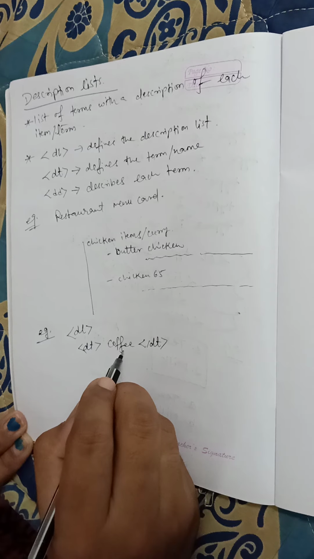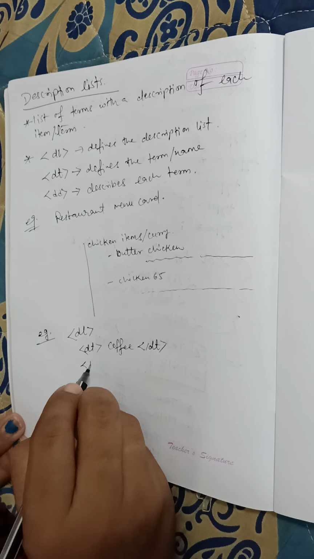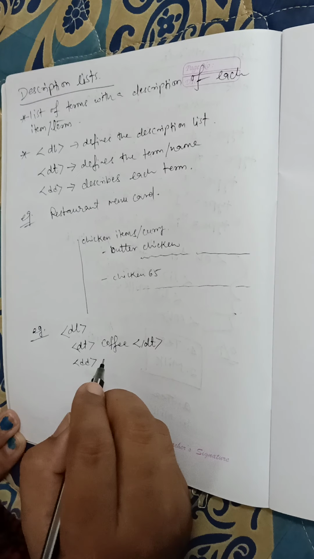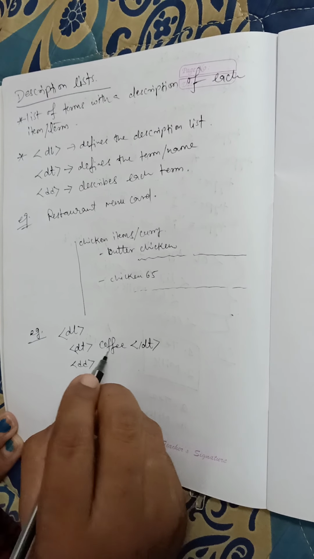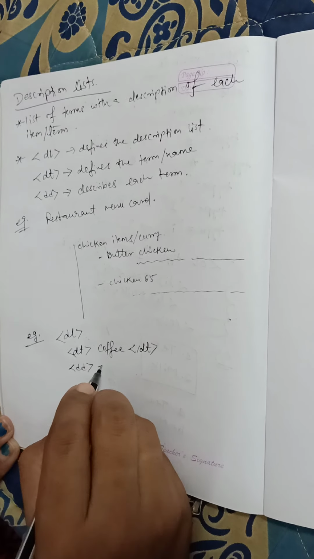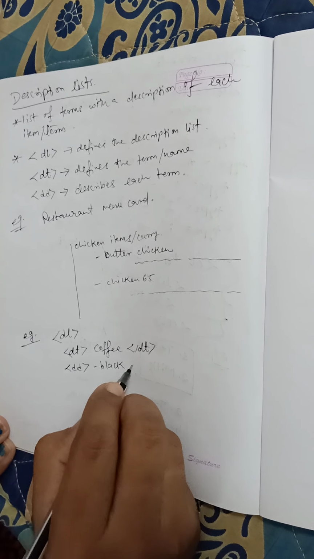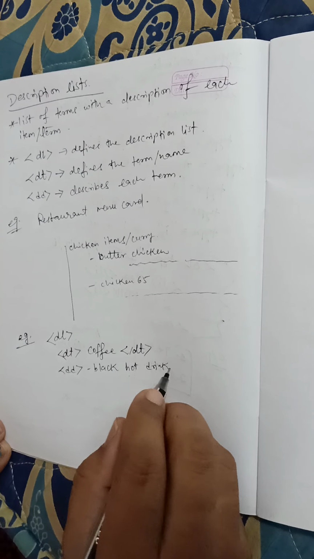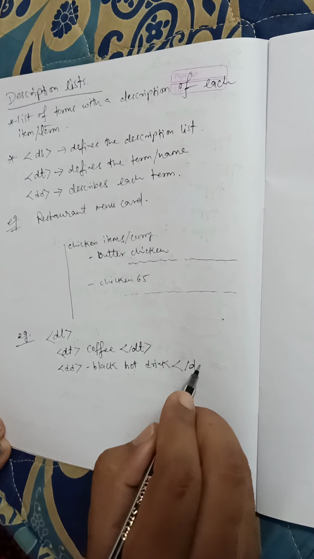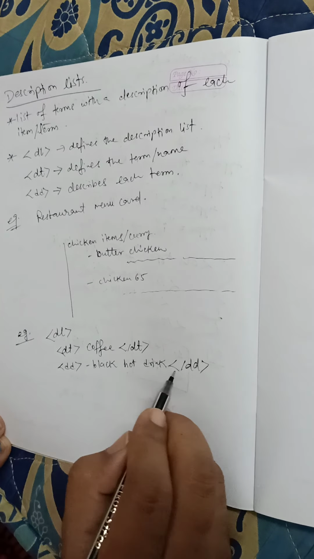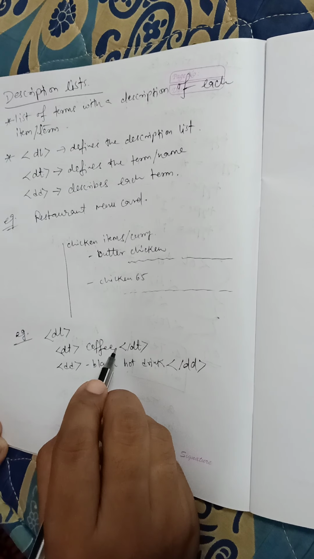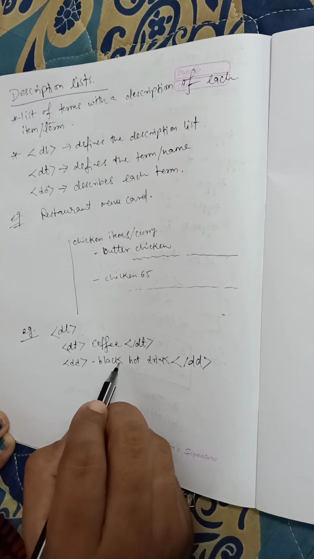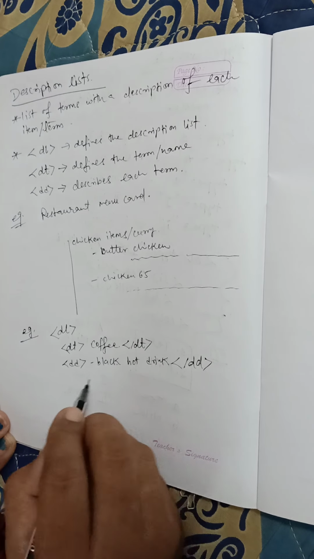So I have mentioned my first item name, that is coffee. Now I would like to write a short, one-line description about this coffee. So maybe I can write black hot drink. So this finishes my description about this coffee. So one item in the list along with its description is over.